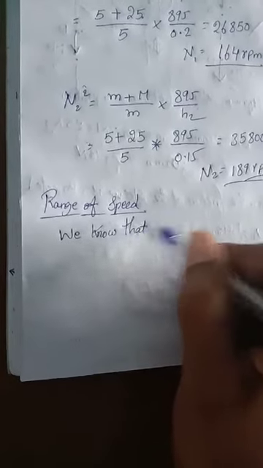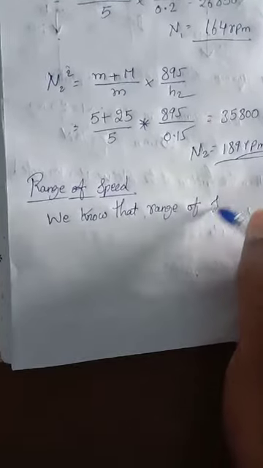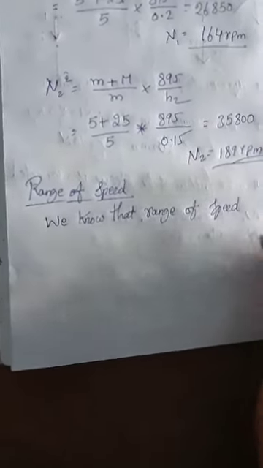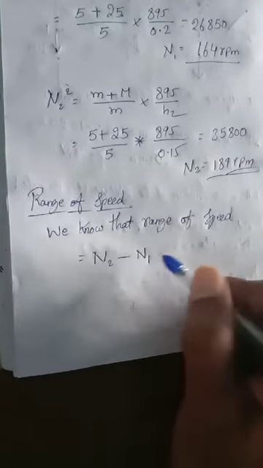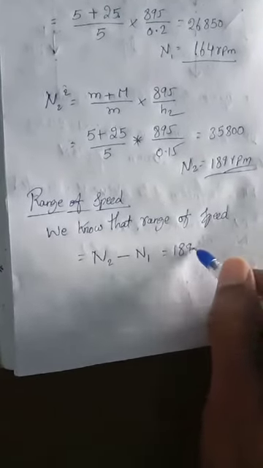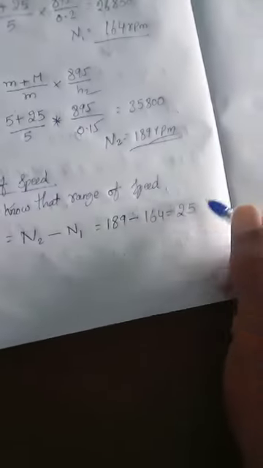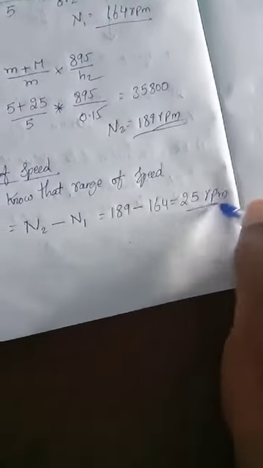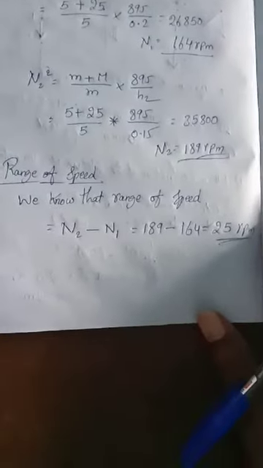We know that the range of speed is equal to N2 minus N1, then 189 minus 164, so 25 rpm. This is the range of speed.